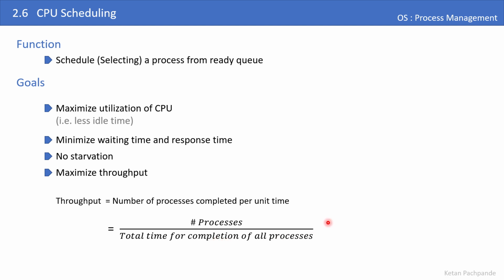To give an analogy, let's assume that you go to some event which starts at 10 a.m. and completes at 3 p.m. So the total duration of the event is 5 hours, and in those 5 hours 100 people arrived and got served for whatever purpose they arrived for at the event. Now I can say that in 1 hour at that event 20 people get served. So the throughput of that system or event is 20 people per hour.